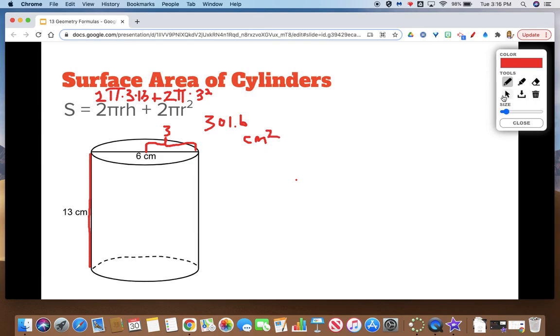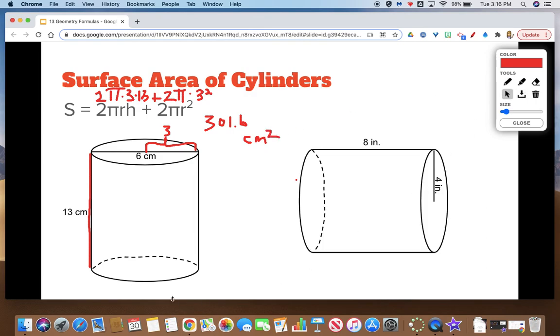You try the last one that's on your paper. Make sure you have the radius before you begin. When you're done with your paper, please hold on to it until tomorrow.